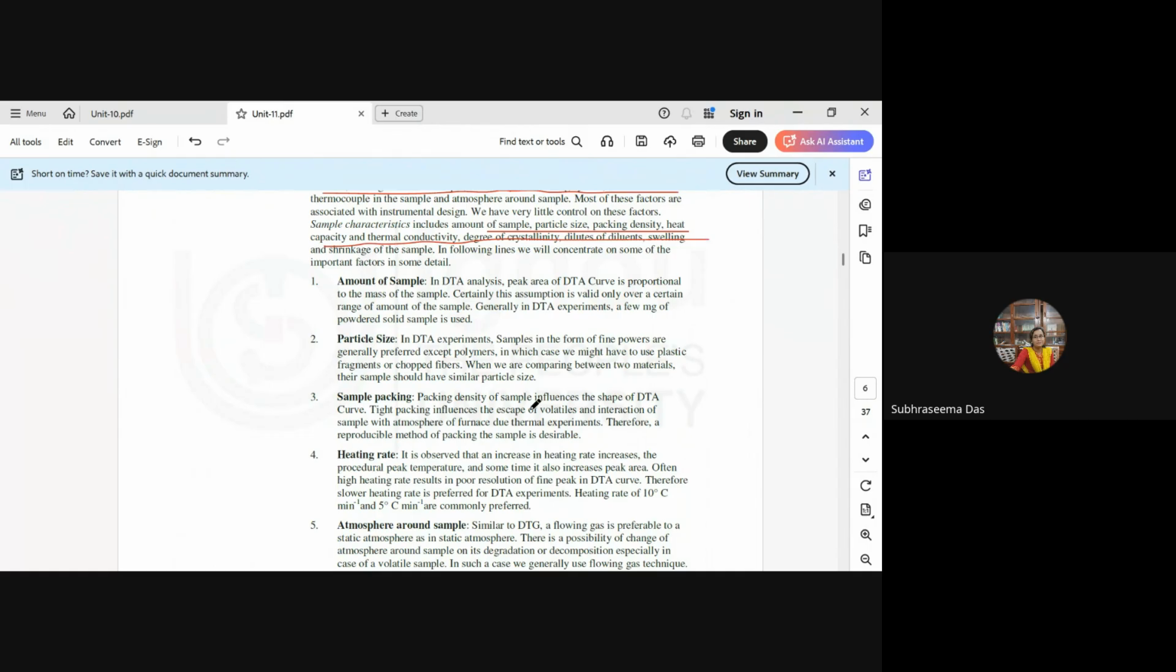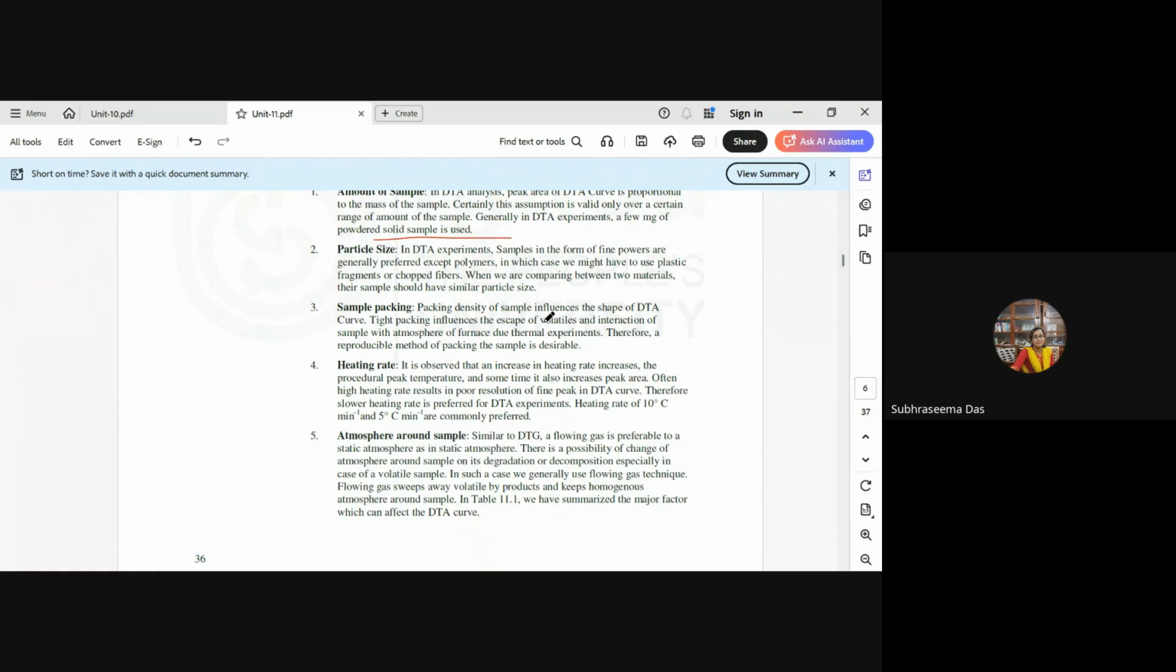How does the amount of sample affect the curve? In DTA analysis, the peak area of the DTA curve is proportional to the mass of the sample. This assumption is valid only over a certain range of amount of sample. In general, a few mg of powdered sample is always recommended for DTA measurements. Then comes the particle size. In DTA measurements, samples in the form of fine powders are generally preferred, except for polymers, for which we have to use chopped fibers.